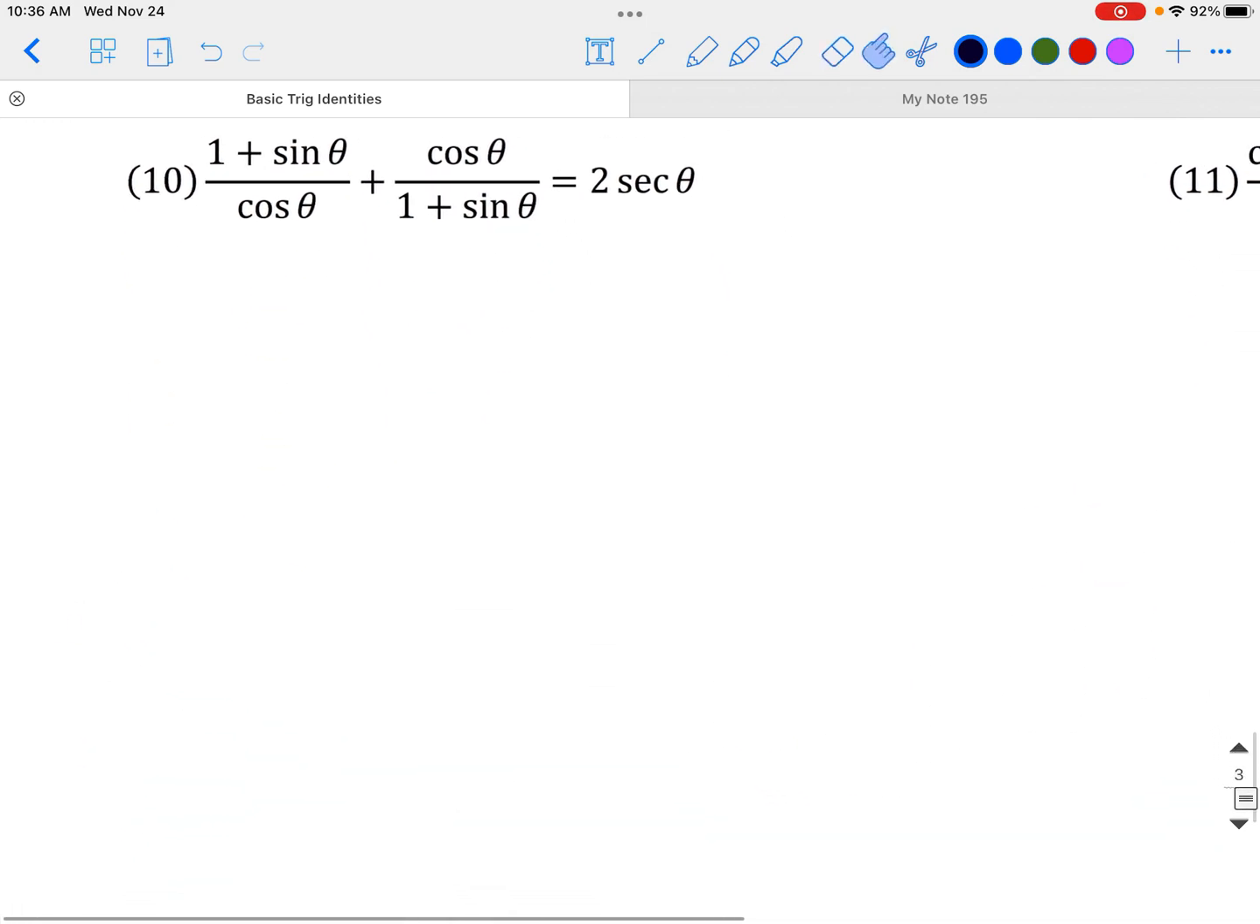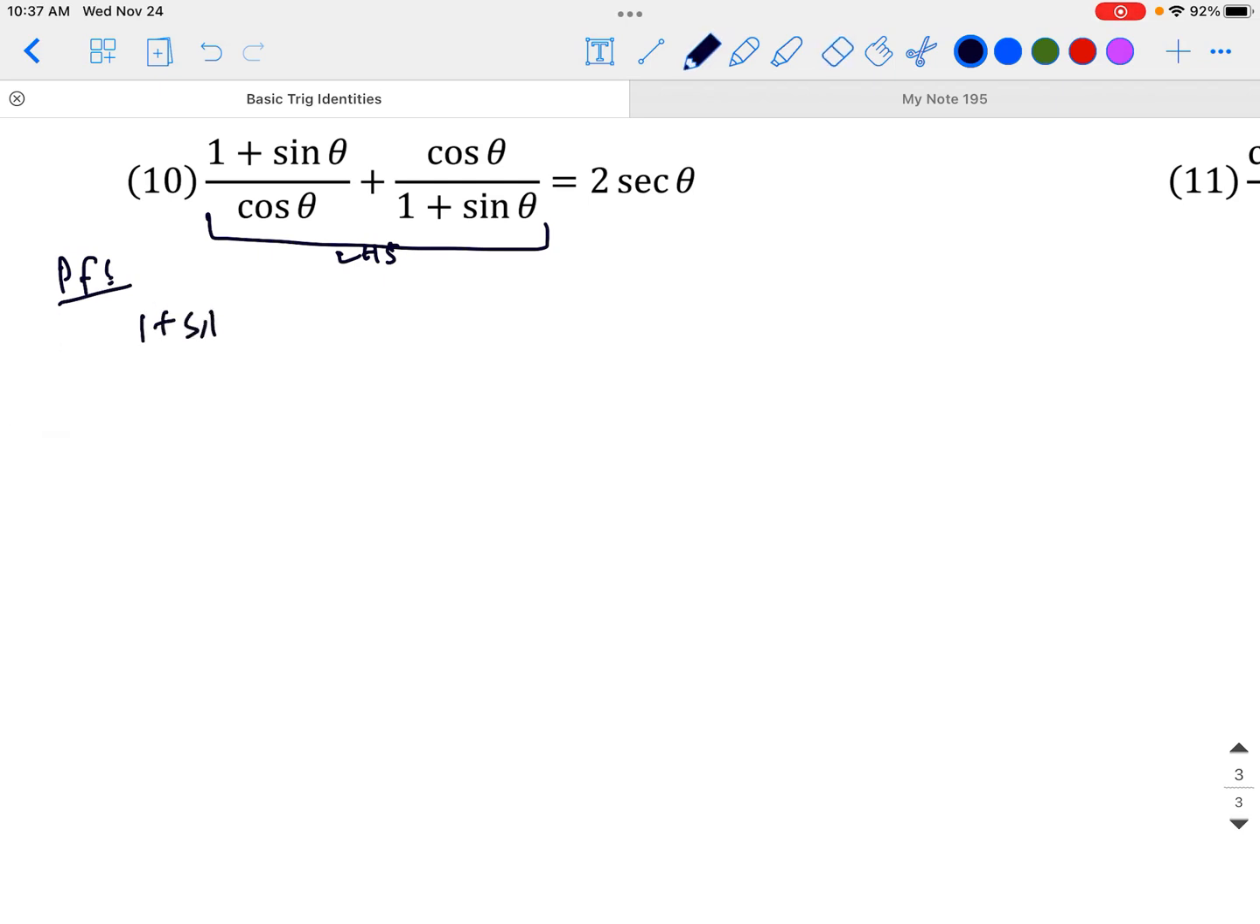For number 10, though, we've got something like what we just worked on, number 7, but now combined together. So it looks pretty obvious we're going to choose the left-hand side here. So we're going to start with that left-hand side. So we got 1 plus sine theta over cosine theta plus cosine theta over 1 plus sine theta. So we have reciprocals of each other, essentially, which is kind of interesting. And we want to show that that's equal to 2 secant theta.